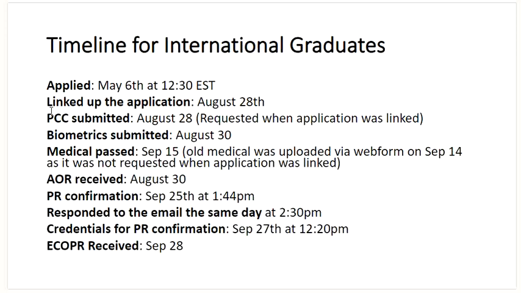1:44 p.m. He responded to the email the very same day, on September 25th at 2:30 p.m., and within 2 days he was approached by IRCC to enter his credentials for PR confirmation on September 27th, and he did it. And you can just see the result: the very next day he got the eCOPR, on September 28th.